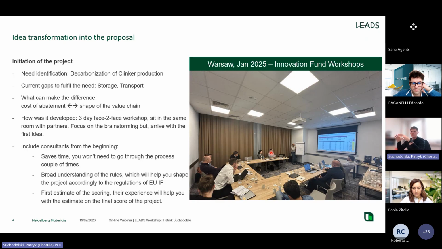And in our case, we tackled this issue by organizing the Innovation Fund workshops in January 2025. We had our need. We want to decarbonize our clinker production. As we stated previously, the current gap which we had to fulfill was the need of the storage and the transport. Because that makes the difference. You wouldn't see significant differences between different technologies, between different countries once you want to implement your carbon capture technology. The cost of the abatement, so the transport and storage, this is the cost which will later on make the difference.